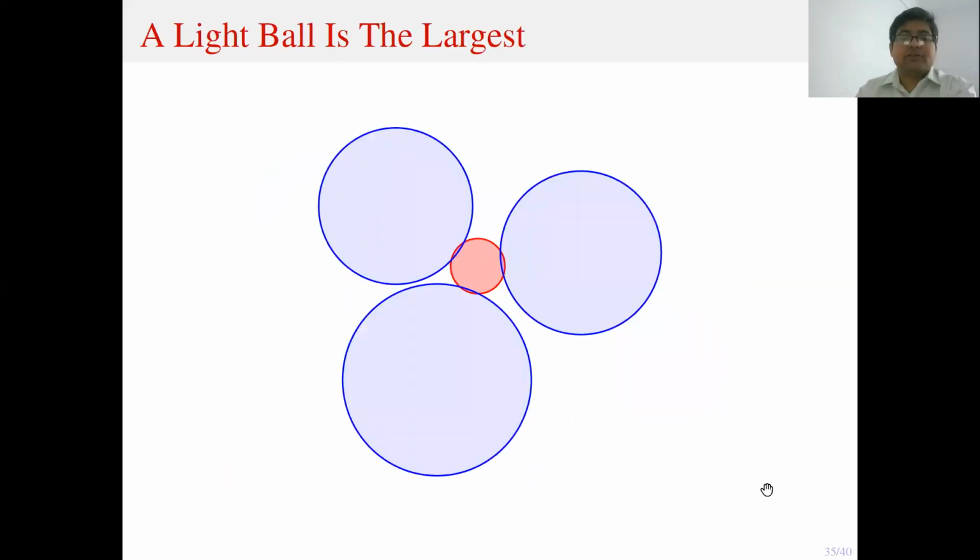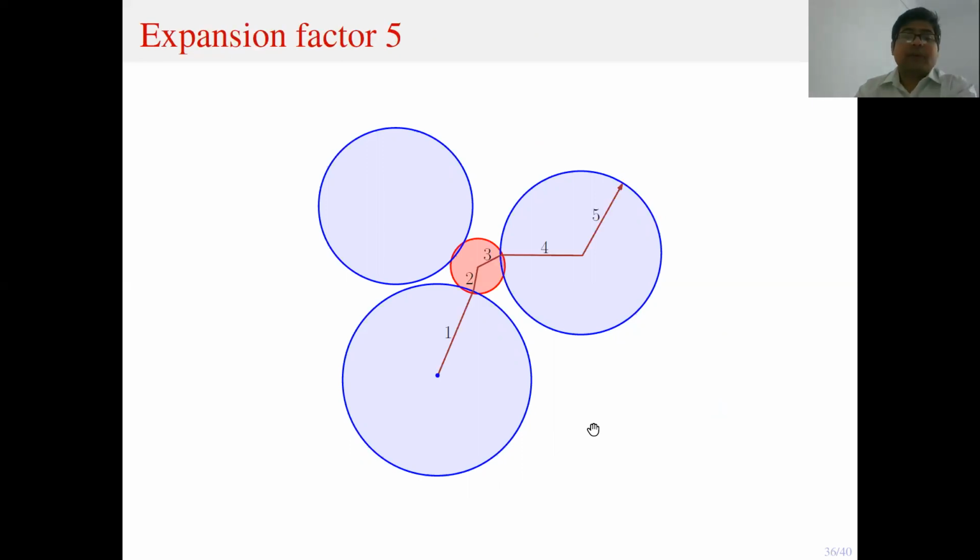In the other case, the largest ball is a light ball, and in that case I can expand this light ball by at most a factor of 5 and can cover all the points inside the cluster. So all points are at most 5 hops away from the center of this largest light ball. And pre-processing doesn't incur any expansion for light balls. So in this case, the expansion factor is exactly 5. So in total, we obtain a 9-factor expansion.